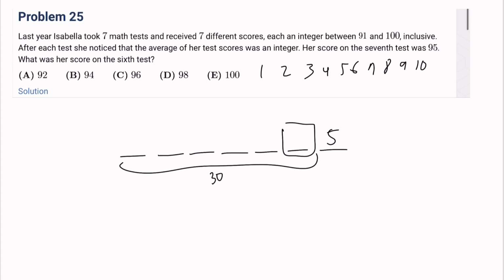So let's try to make the sum 30, and for that, if we have 6 and then 2, that would be 8, so that's even. If we have 7, this would be a multiple of 3. If we have 1, then that would be 16, so that would be a multiple of 4. And then 16 and then 4, that would be a multiple of 5 because it's 20. And then for 20 to make the leap to 30, we need 10 at the 6th test, right? So the score on the 6th test is 10, so the answer is E, 100.